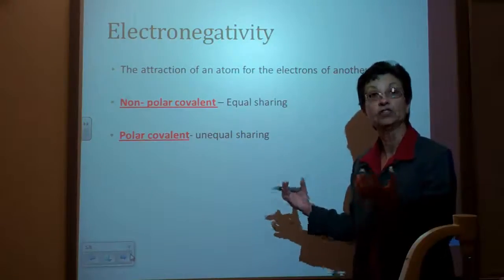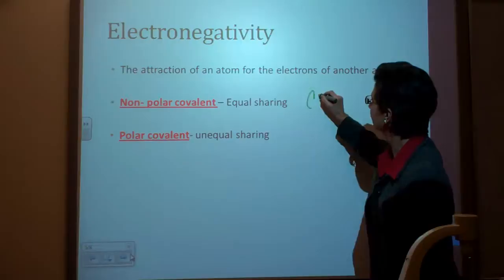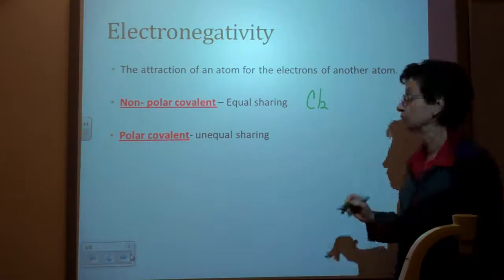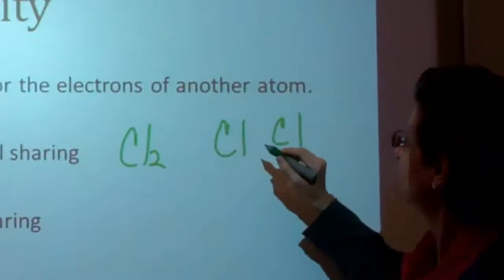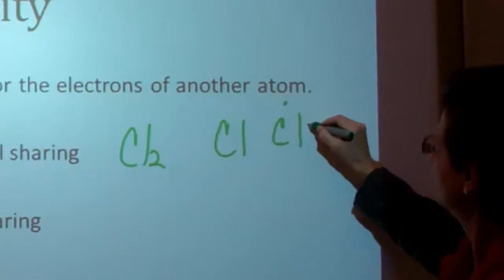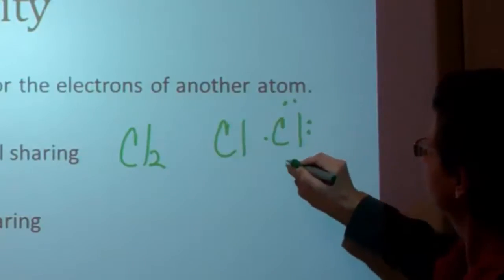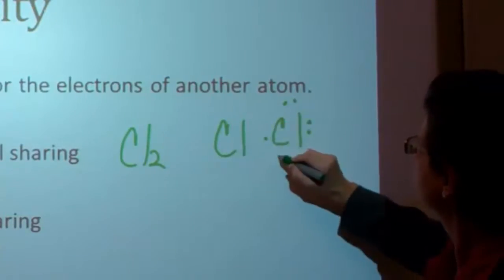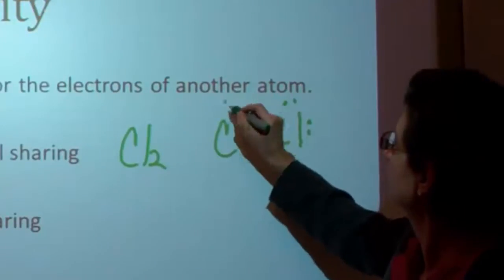Equal sharing would be two atoms that are identical. For example, I could have Cl2, the molecule, and I have Cl and Cl, and I'm going to have 1, 2, 3, 4, 5, 6, and let's do the seventh one here. Mirror image.